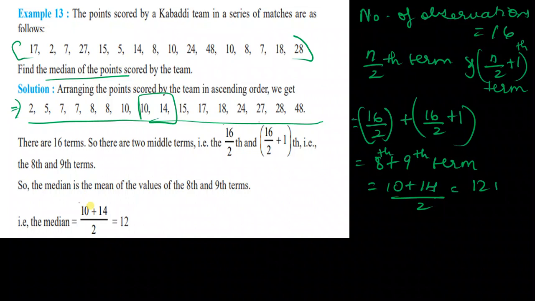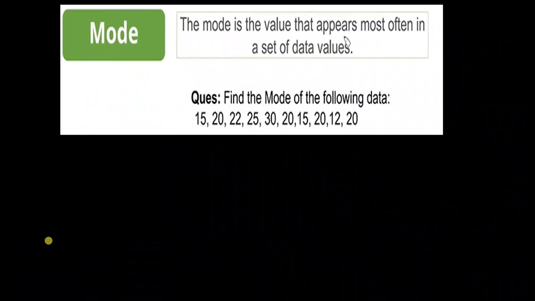Okay, mean is what? The sum of the observations divided by the total number of observations. Now the 8th and 9th terms mean there are two terms, so the mean will be the sum of those observations divided by 2. The sum of the 8th and 9th terms is 10 plus 14. So basically when we have an even number of observations, we find the median by getting the mean of the two middle terms. Okay, so this is how we calculate the median for even numbers.